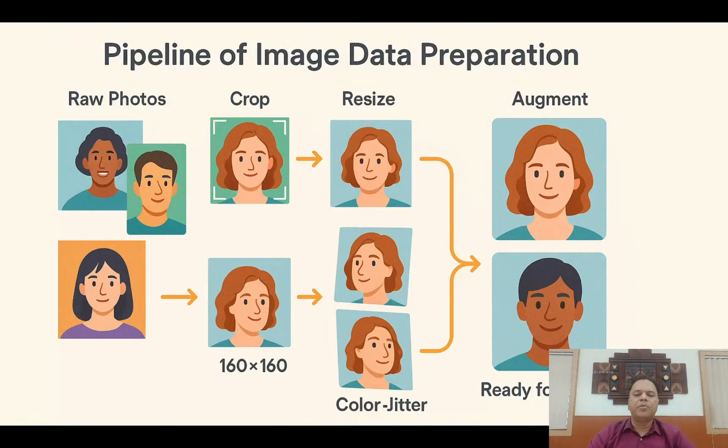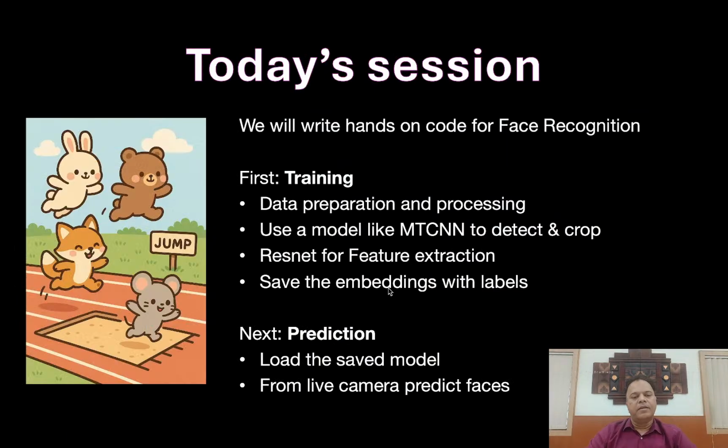That will help the model train better. So after data preparation and processing, the next thing we have to do is first face detection in the photographs. In one photograph, the person may be standing in the top left corner. In another photograph, the person may be standing in the right bottom or in the center. Some may be fully zoomed in, some zoomed out. So we need to detect and crop that face.